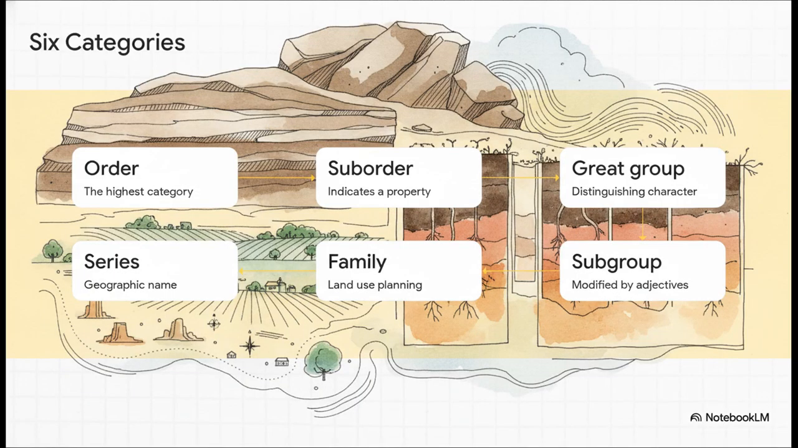So, the crucial point here is wrapping our heads around the rigid structure of this multi-categorical system. There are exactly 6 distinct categories, and they step down from the absolute broadest down to the most highly specific. We go order, suborder, great group, subgroup, family, and finally, series. Let's break down exactly how these names are built step by step.